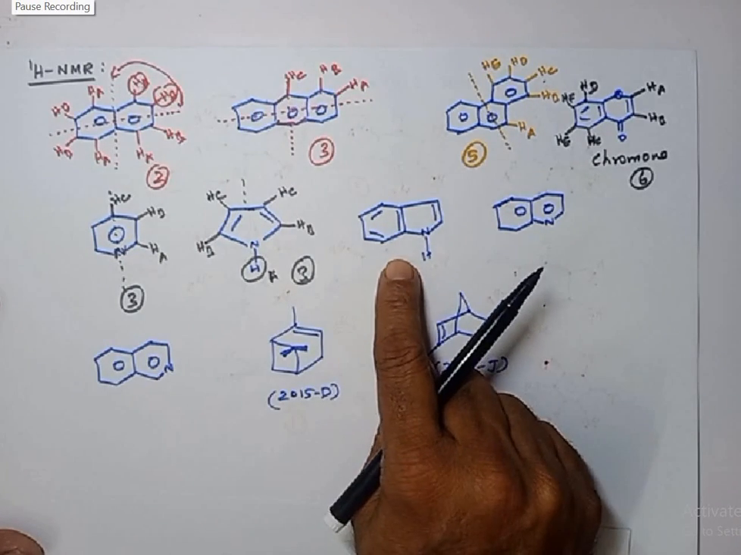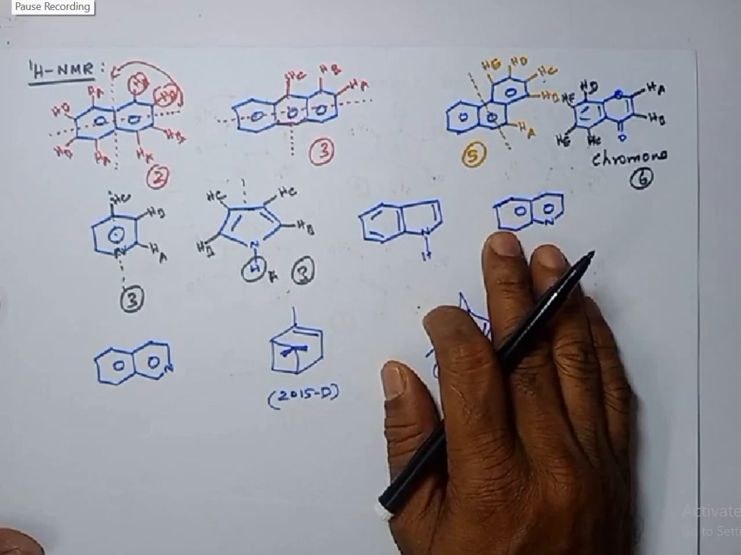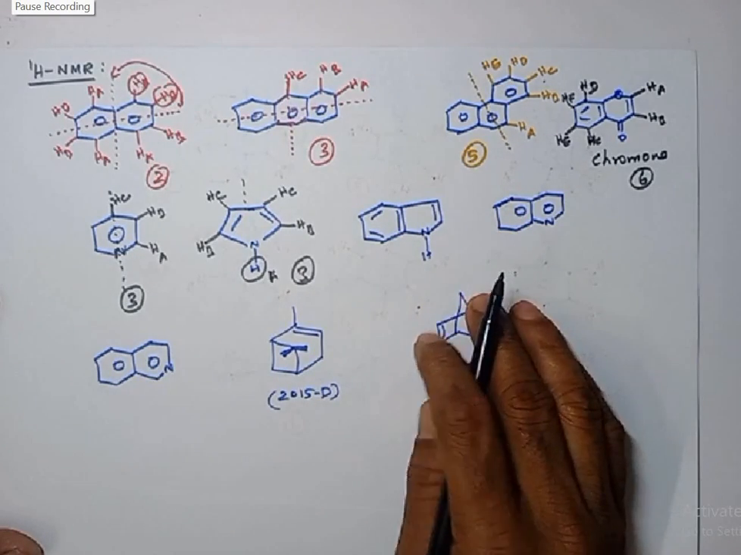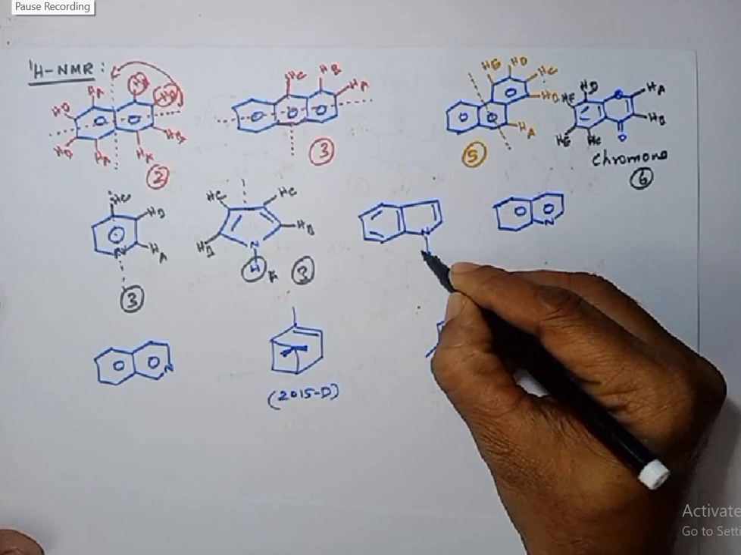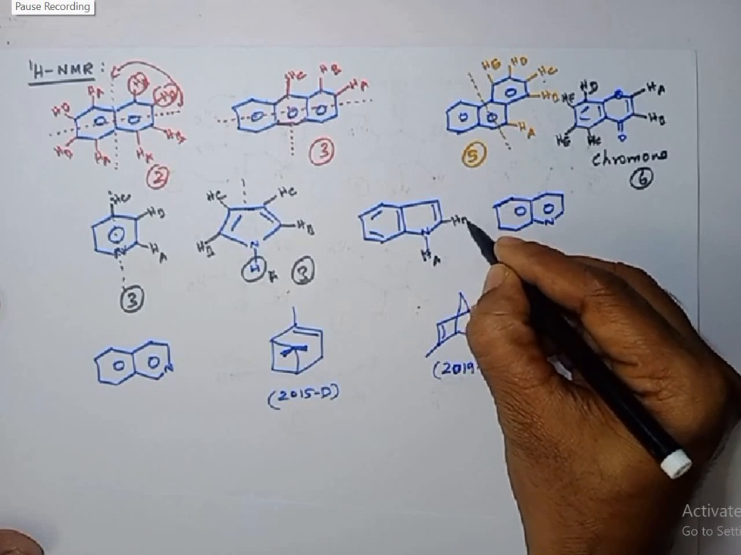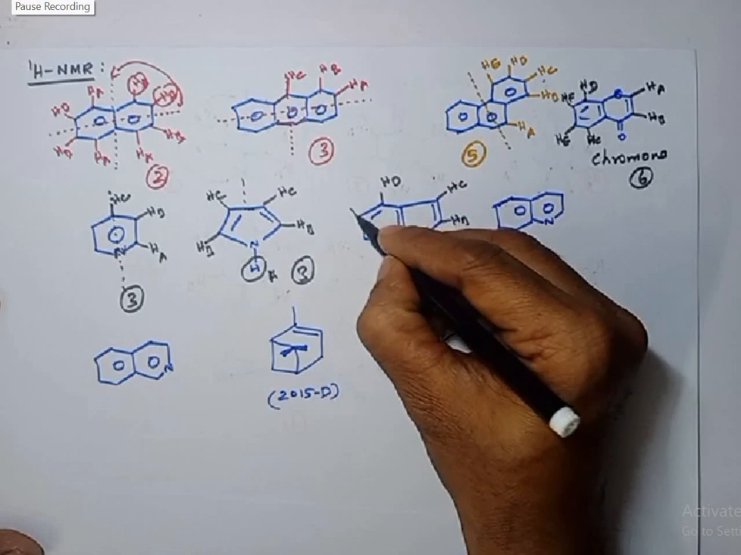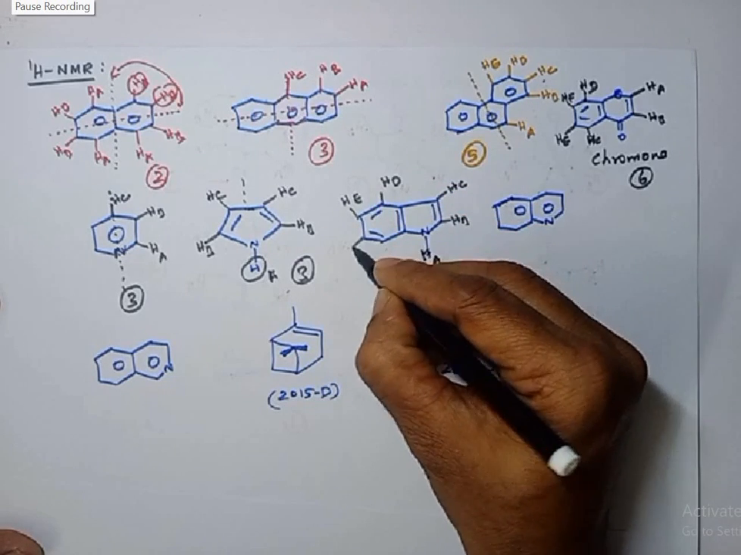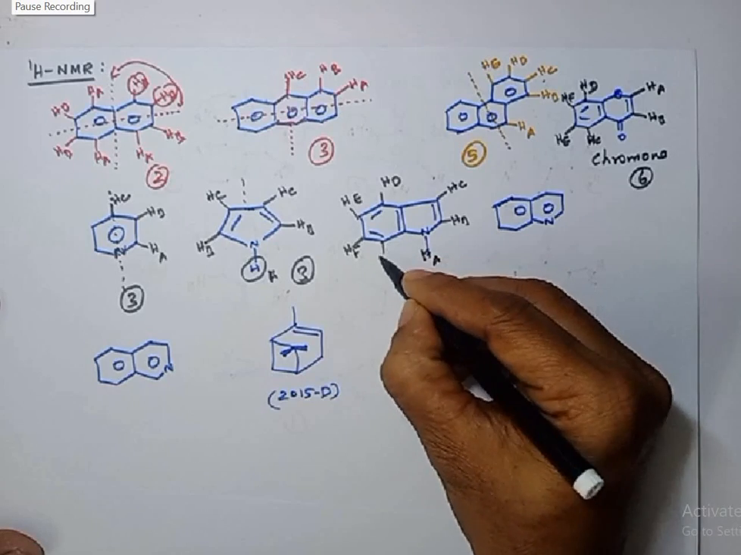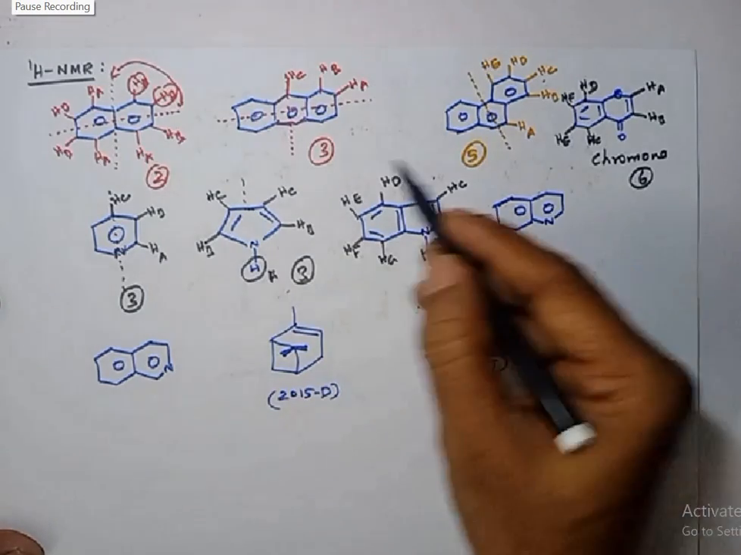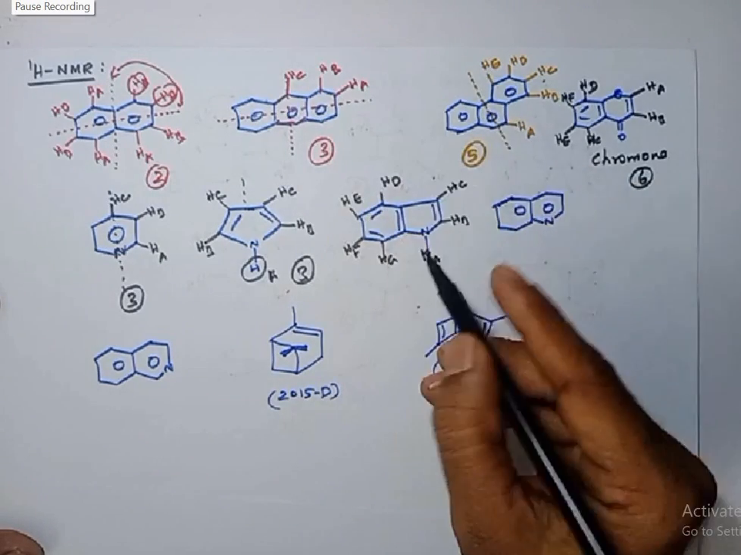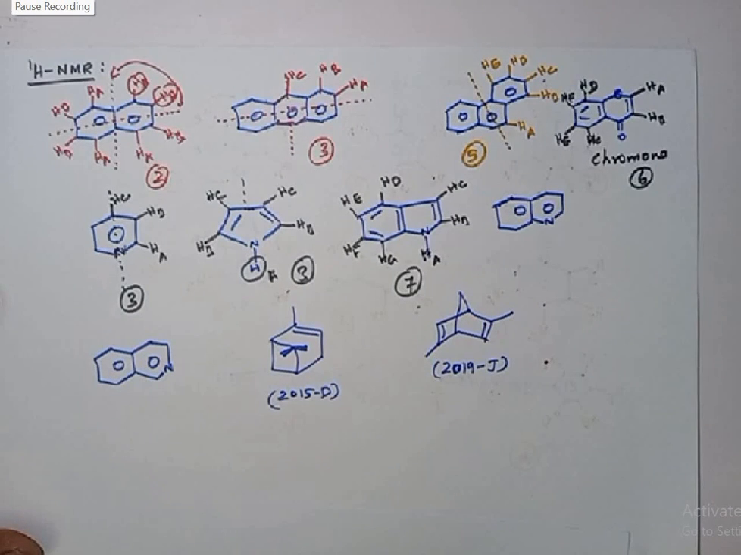And this is indole. In indole, there is no symmetry element present, so all protons are different. So we have 1 proton HA, this is different, HB, HC, HD, HE, HF, and this is HG. So how many different protons are there? 3, 4, 5, 6, 7. So we get 7 signals in the proton NMR spectrum for this compound.